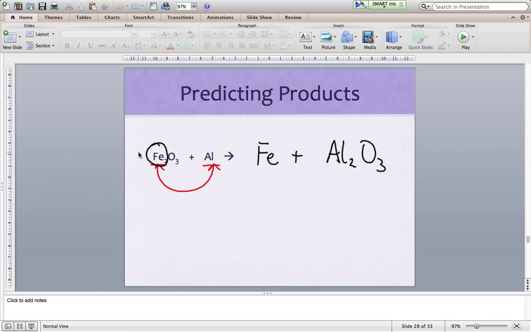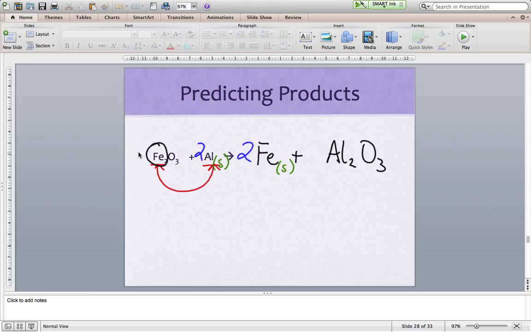If I balance, let's see, I'm going to need 2 irons and I'm going to need 2 aluminums, and that will balance. And then assigning states is the last thing. So I know for aluminum and iron, I can just look their states up on the periodic table. They are both solids, okay?